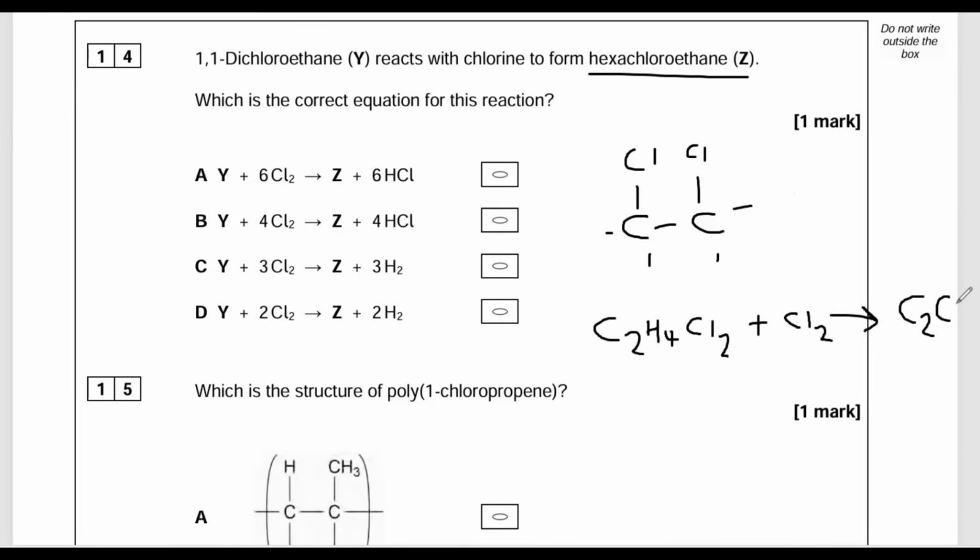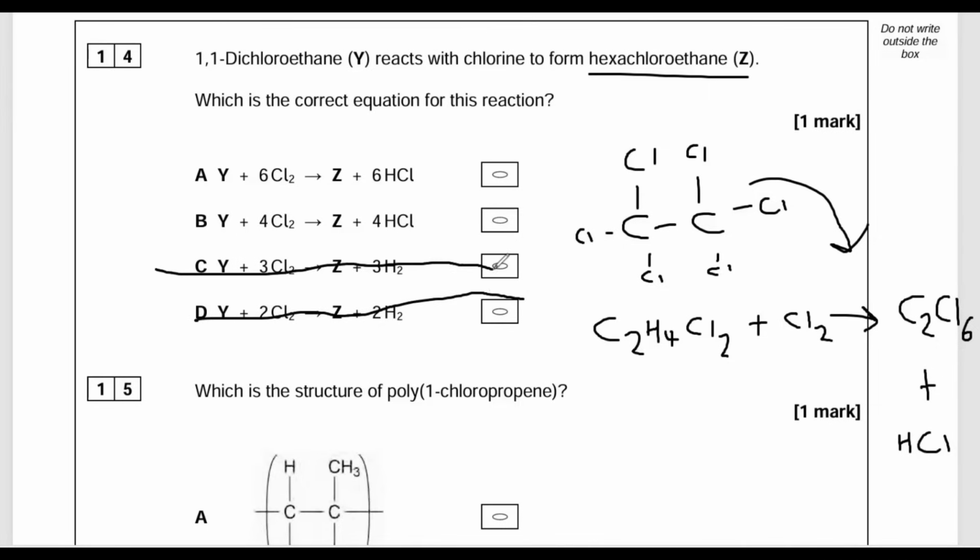And what am I going to make? I'm going to make C2Cl6 because the 4 H's will be swapped for chlorine. But what's going to happen to the 4 hydrogens? Well, they're going to form HCl, hydrogen chloride. And I need 4 of them because I've got 4 hydrogens in my original 1,1-dichloroethane, so I have to make 4 hydrogen chlorides because we need to balance up the hydrogen.